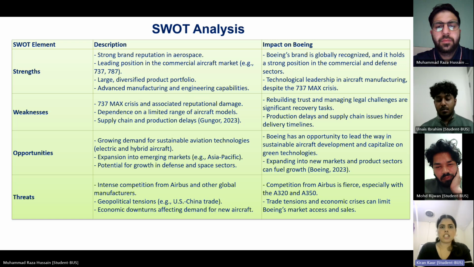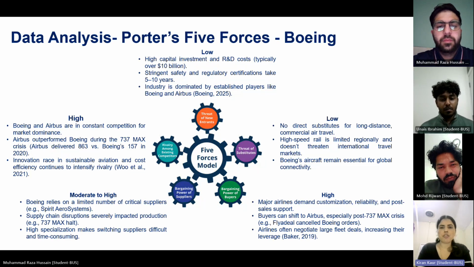In the next slide, we are talking about the five forces. Number one, threat of new entrants: there is a high capital investment, and it also needs R&D costs of over 10 million.